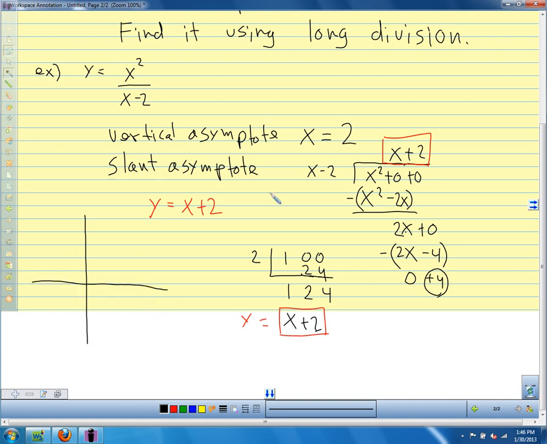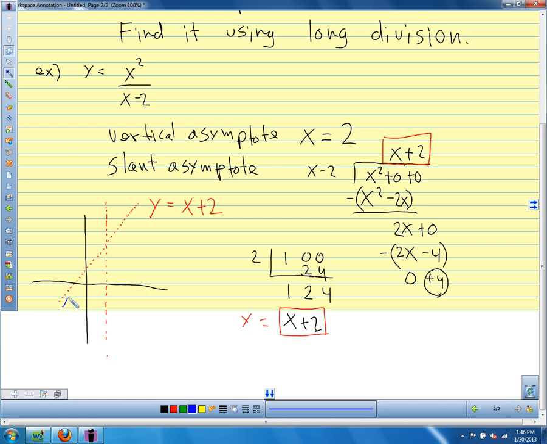We have a vertical asymptote at x equals 2. So here's my vertical asymptote. I would graph the line y equals x plus 2. So that line would look like something like this. So there's my slant asymptote. And my function ends up going in between these two. And I would figure out the exact shape by plotting points.